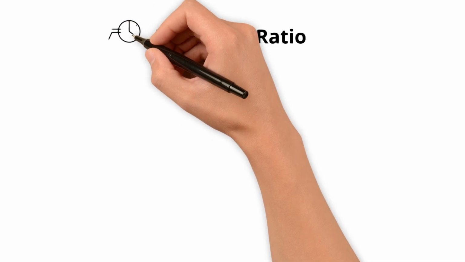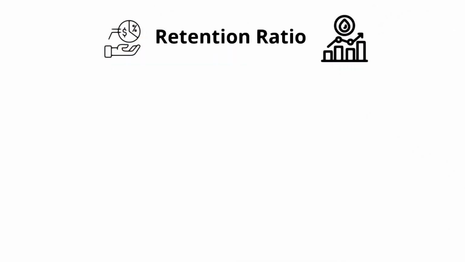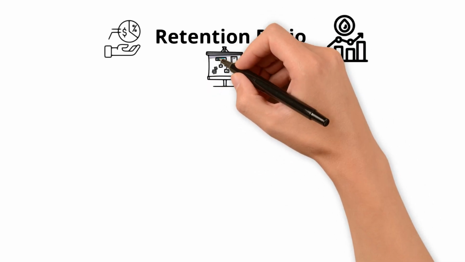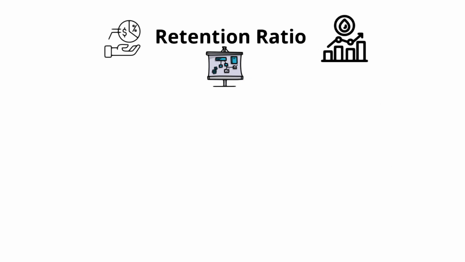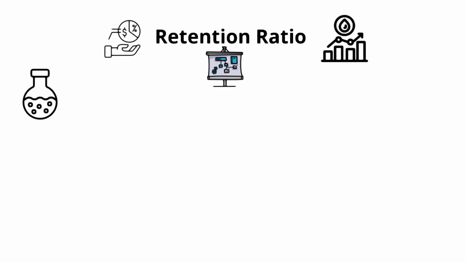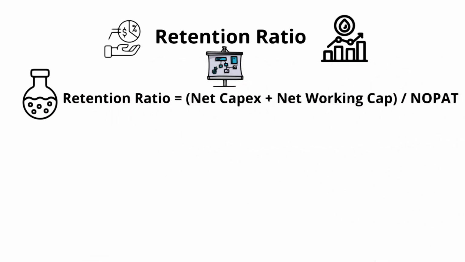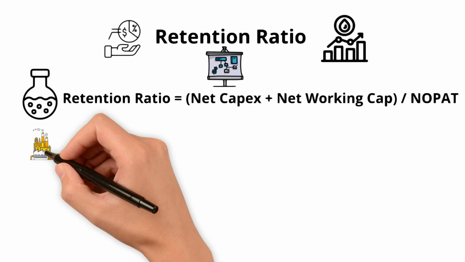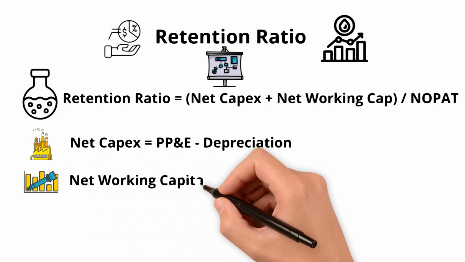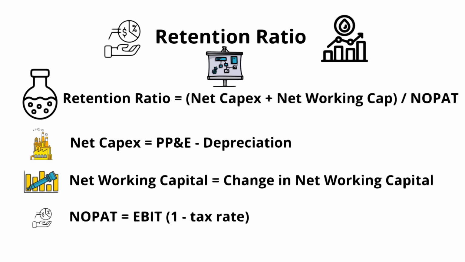Here goes. The retention rate is the percentage of a company's after-tax operating income allocated to capital expenditures and net working capital. It measures how much of a company's earnings are reinvested into the business to support growth and generate future profits. The formula for measuring the investment rate is retention rate equals net capex plus net working capital divided by NOPAT, where net capex equals PP&E minus depreciation, net working capital equals the change in net working capital, NOPAT equals EBIT times 1 minus the tax rate.